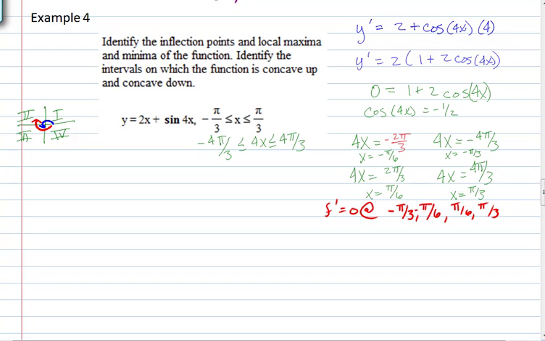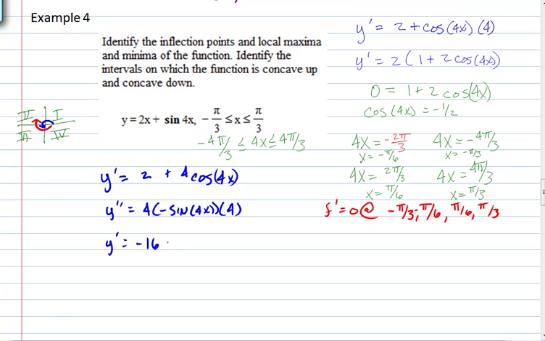Second derivative. So that was the first derivative. Now let's find the second derivative. We have the derivative is 2 plus 4 cosine 4x. The second derivative is 4 times negative sine 4x times 4. So this is going to be negative 16 sine 4x. Right? Second derivative.